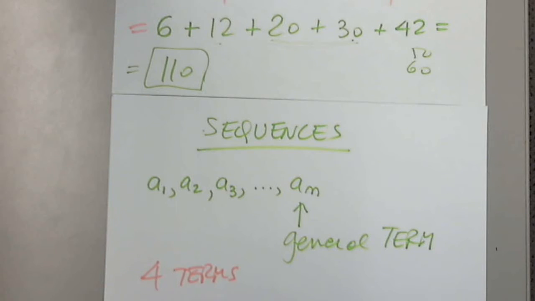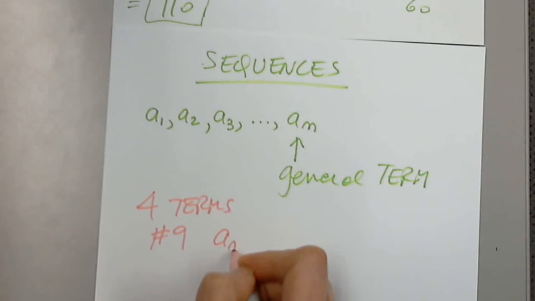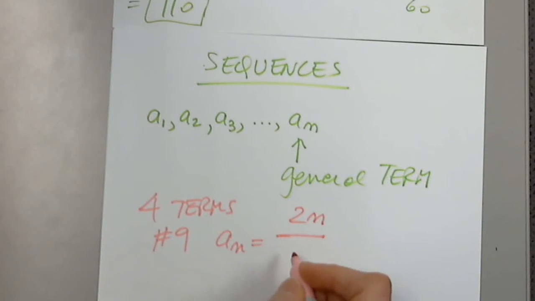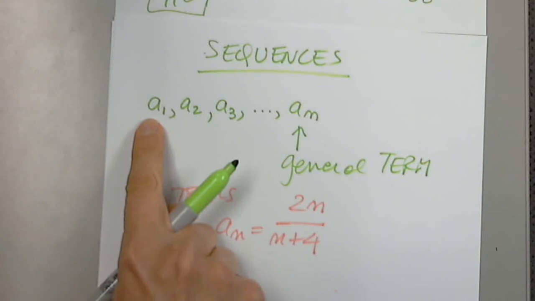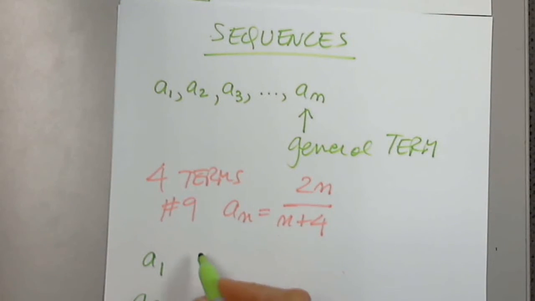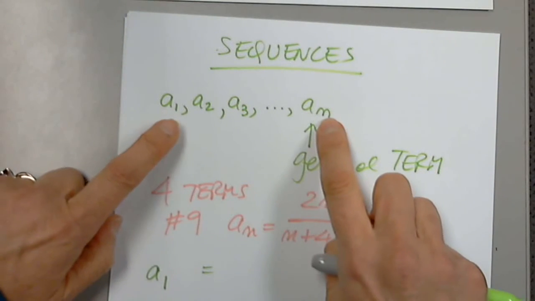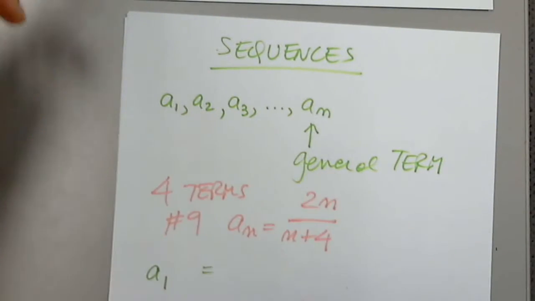Okay, I'm going to start with number 9. AN, that's the general term, equals 2n in the numerator and n plus 4 in the denominator. We're asked to identify the first 4 terms of this sequence, meaning finding A1, A2, A3, and A4. What does this mean? A1 means that n is 1, A2 means that n is 2, and so on and so forth.